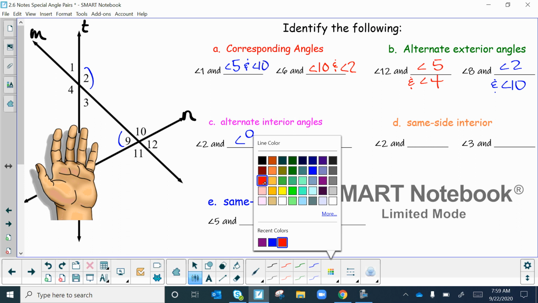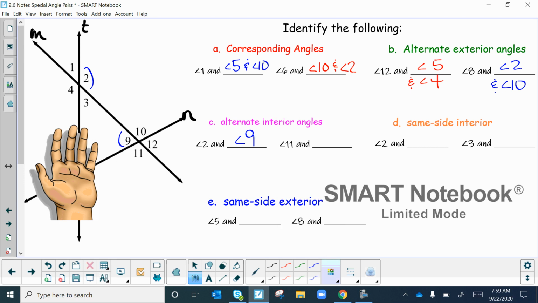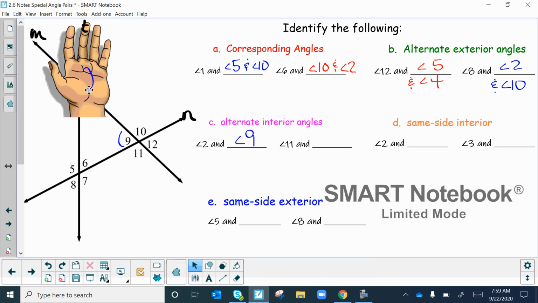And then we have angle 11. So if I keep my hand covered up on the bottom left, notice the interior angles are 2, 3, 9, and 10. 11's on the exterior. So I have to cover up this section over here, because now 11 is in the interior. See, these right here are in the interior. So that would be 11 and 6. So that one only has one answer as well. So there's only one alternate interior angle with angle 11.